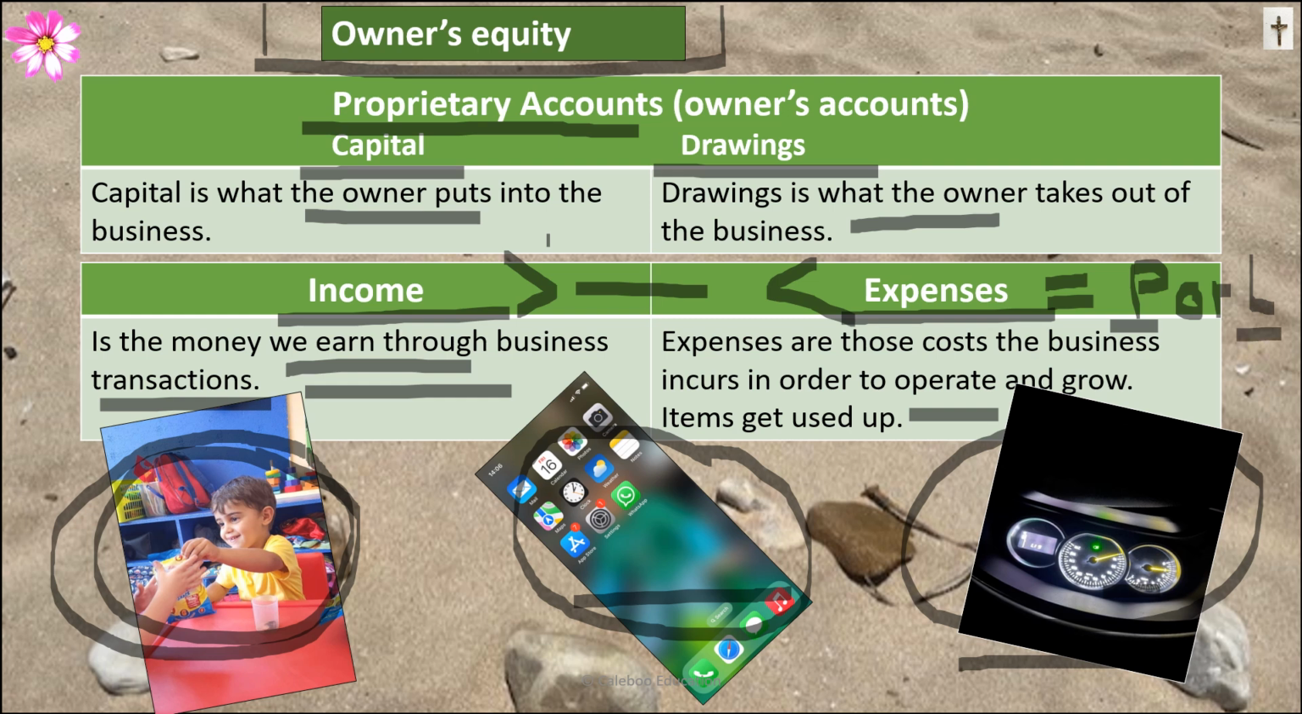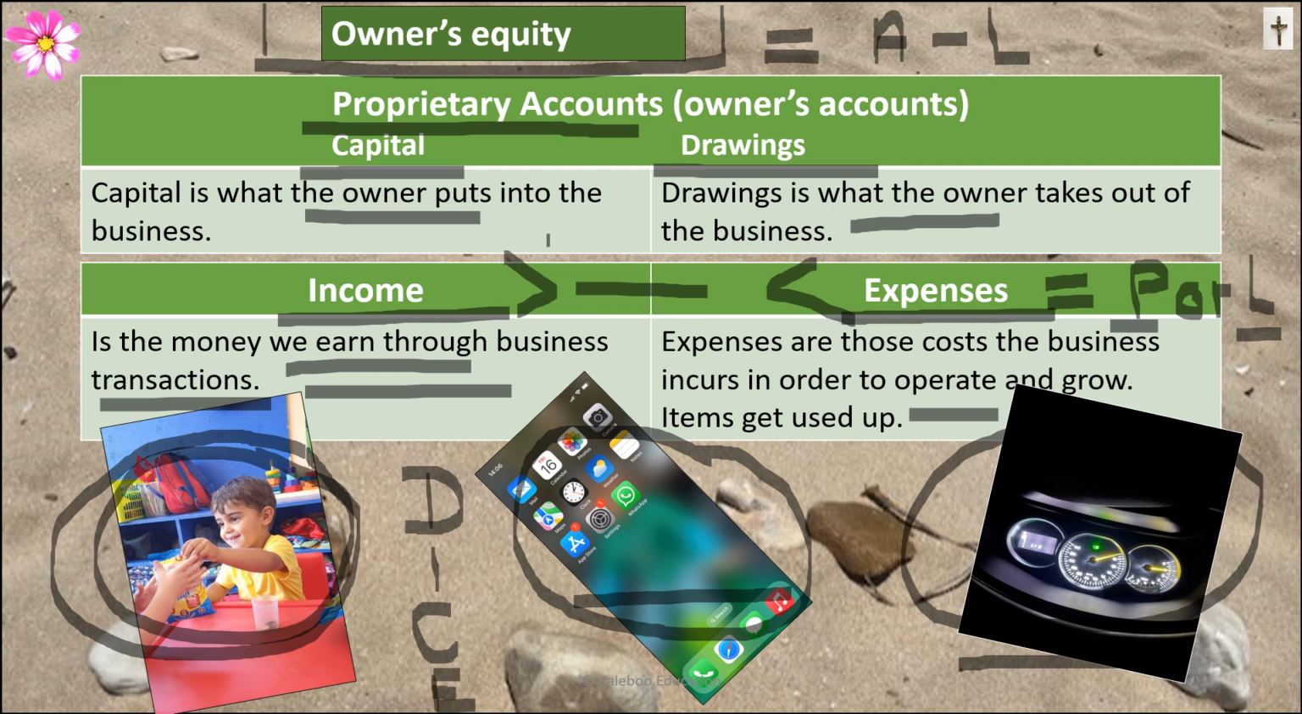There are two ways to calculate owner's equity. Owner's equity is equal to the value of your assets less the value of the liabilities. I will explain what a liability is in a moment. Owner's equity can also be calculated through this acronym, and I will use it a lot in future videos. DICE.